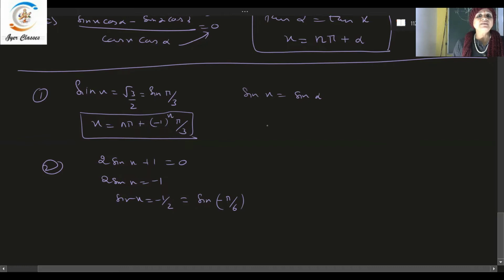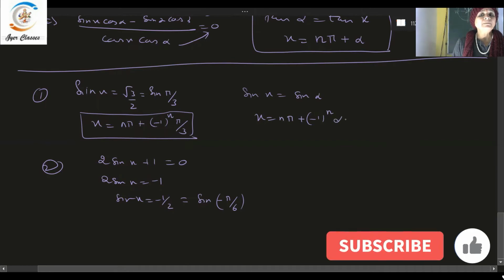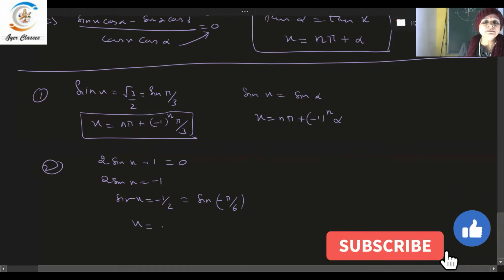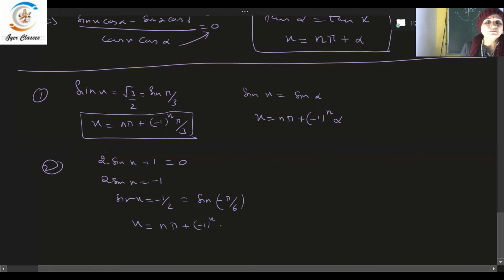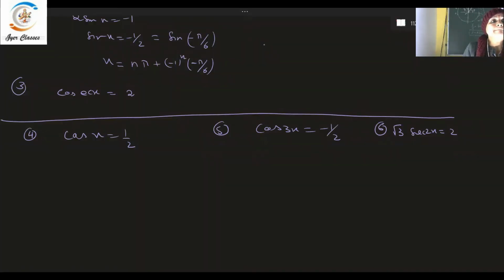If sin x is equal to sin alpha, तो x की वैल्यू कितनी आती है? n pi plus -1 raised to the power of n multiplied by alpha. So what is the value of x out here? n pi plus -1 raised to the power of n into minus pi by 6. You can take this minus here also, right? This will be your answer. Simple formula learned. Khatam. Clear note? Now, do this one using the formula.